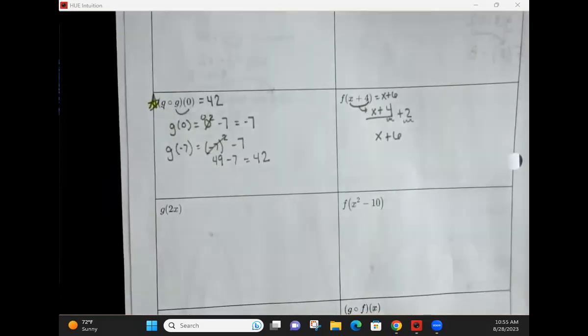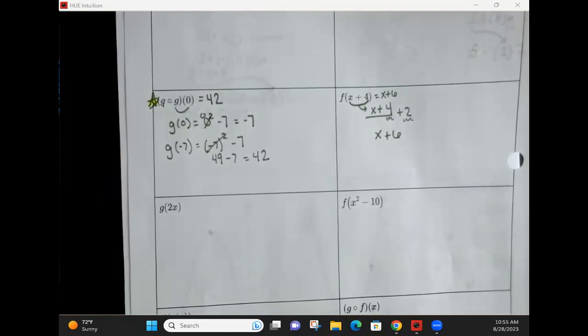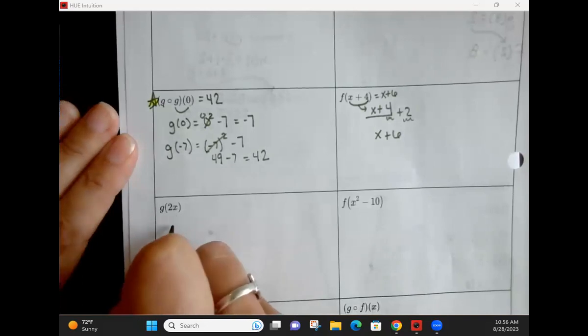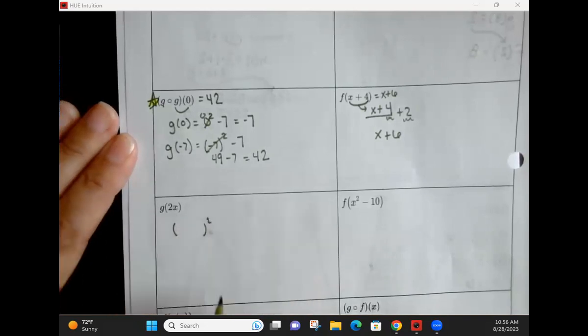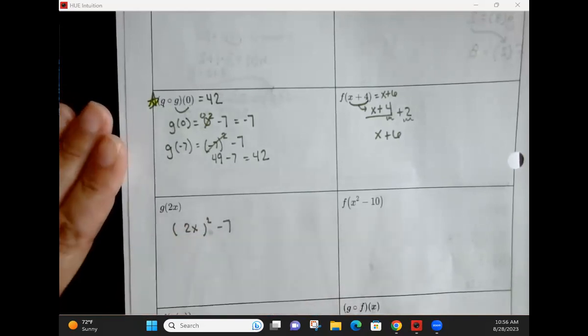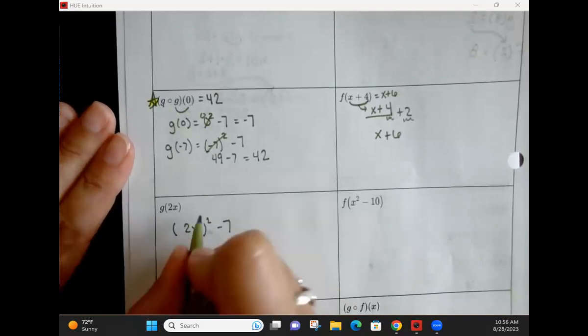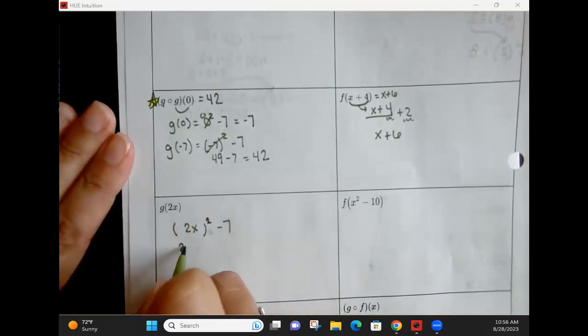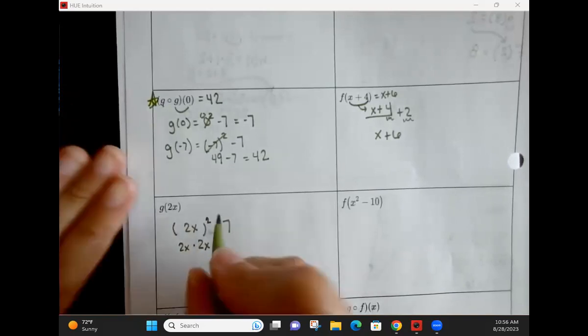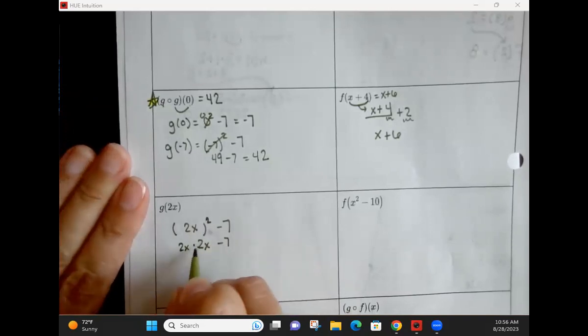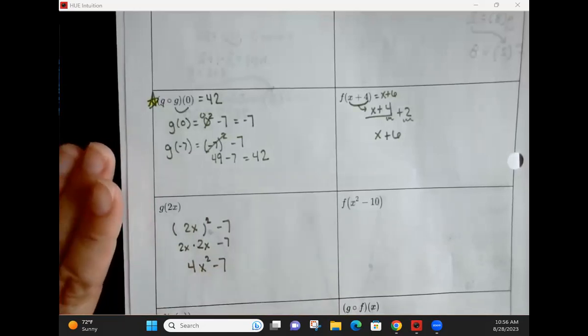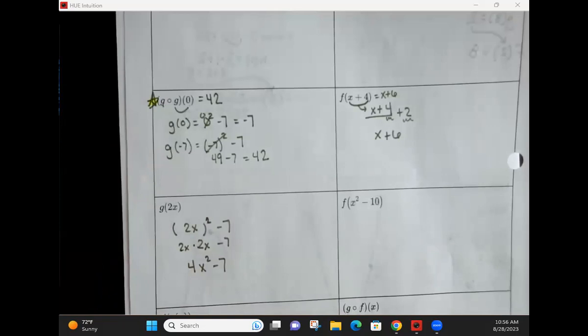So let's look at our next one, g of 2x. That means we're going to take g of x, and anywhere I see an x, I'm going to plug in 2x. So this would be, we've got x squared. We're going to plug in 2x there, minus 7. Now be careful with your exponents. Remember, this means 2x times 2x. When we square, that means that thing times itself. So this would give us 4x squared minus 7. And that's it. That's all I can do there.